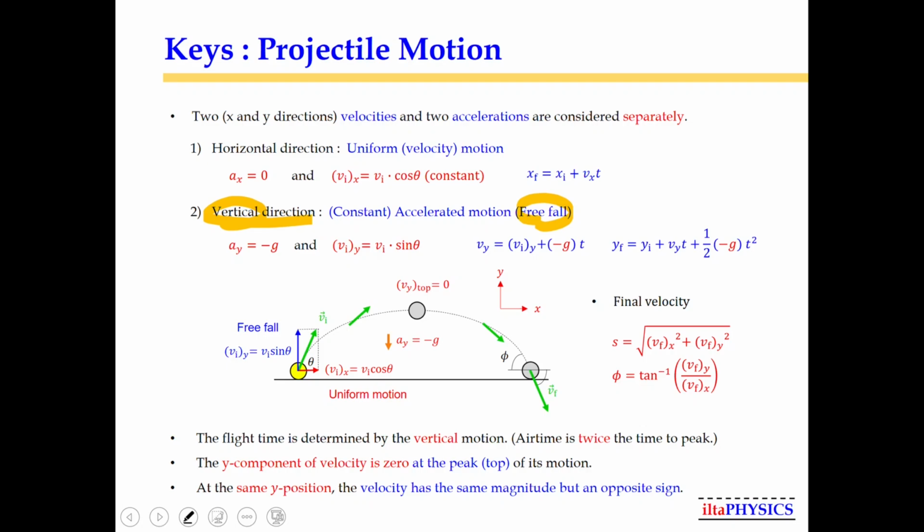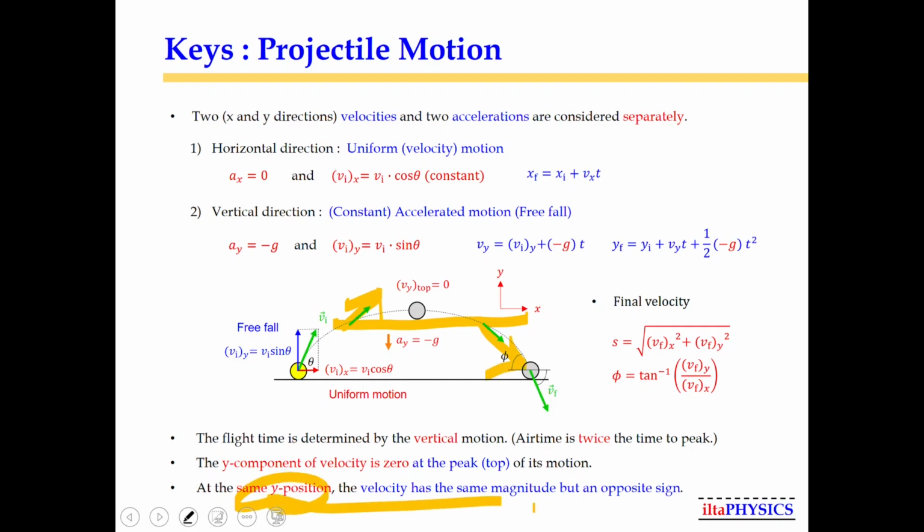The hang time, or the time the object stays in the air, is determined solely by the vertical free fall motion. If the starting and ending heights are the same, the total hang time is exactly twice the time it takes to reach the peak. Number 2. When the object is at its highest point, its vertical velocity is 0. Number 3. When the object is at the same height, the upward speed and the downward speed are equal in magnitude but opposite in direction.